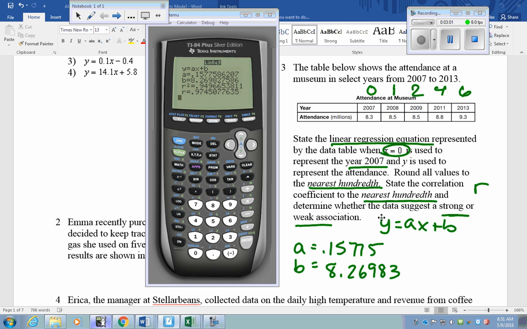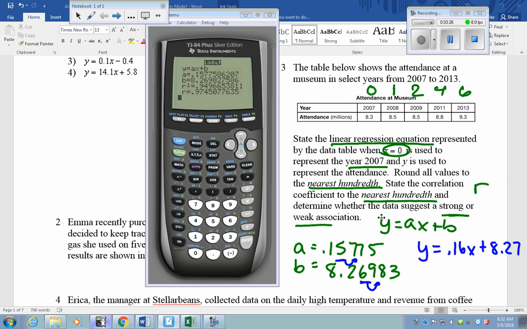So now we're going to take those values, round them to, like it said, the nearest hundredth, which would be 2 decimal points in. So my equation is going to end up being 0.16x plus 8.27. So I got to take that 5 because there's a 7 past it, bump it up. Same thing with this 6. There's a 9 past it, so I got to bump it up to a 7.